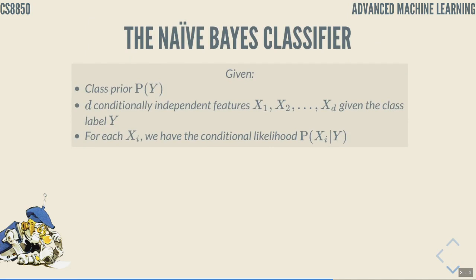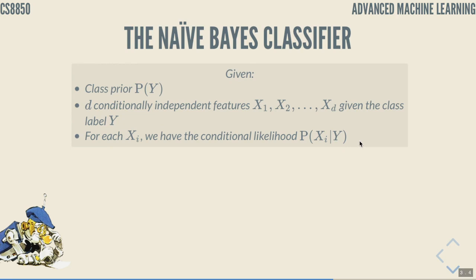So here's how the classifier would work. We have a class prior, and then D conditionally independent features given the class label. Given the class label, they are supposed to be, or we need to assume that they're conditionally independent. And for each feature i, we have the conditional likelihood, the probability of xi given y.